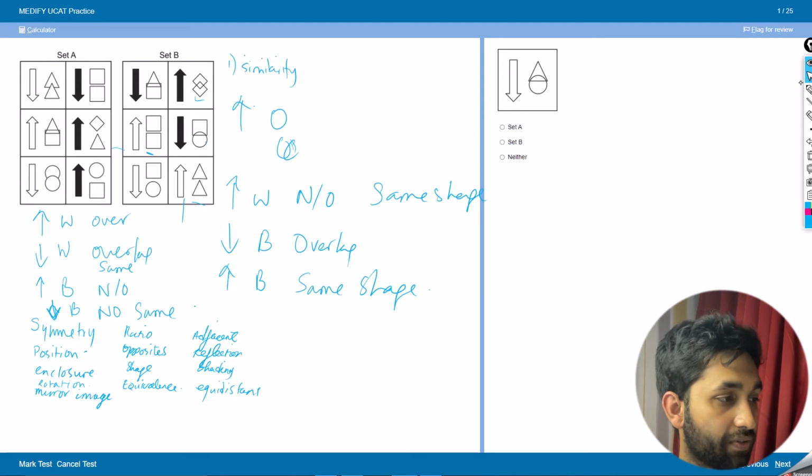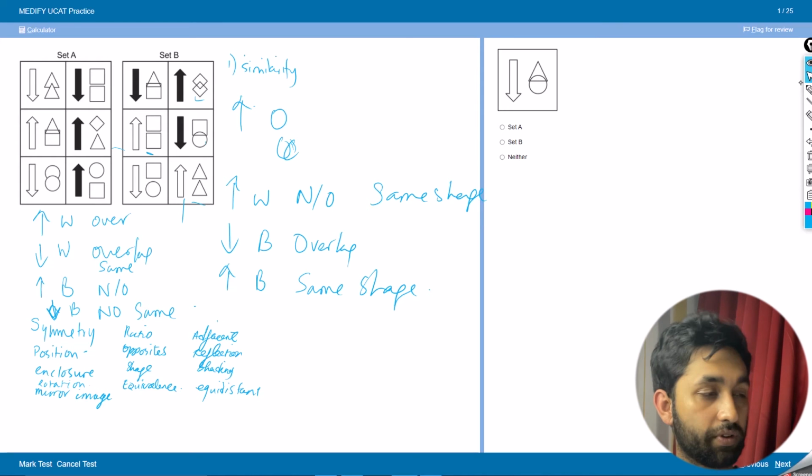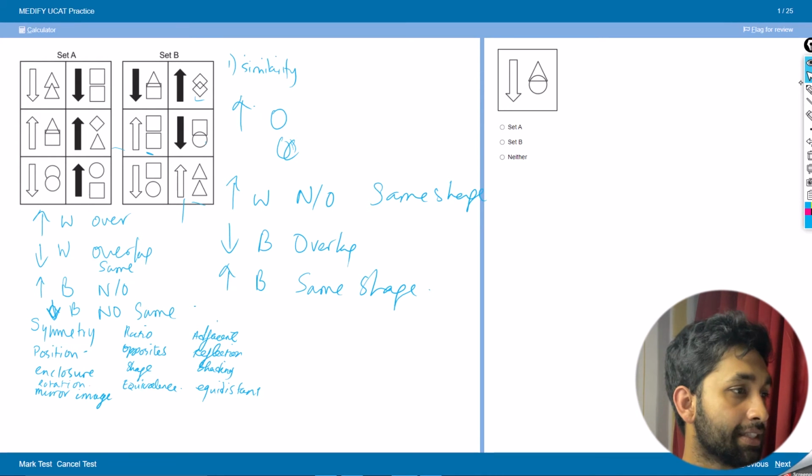Obviously they will take me a lot quicker, and sometimes you don't even have to write down all of this. Once you work out the pattern for set B or set A, you can work out the pattern for the other set. So let's attempt this. So is it set A, B, or neither?